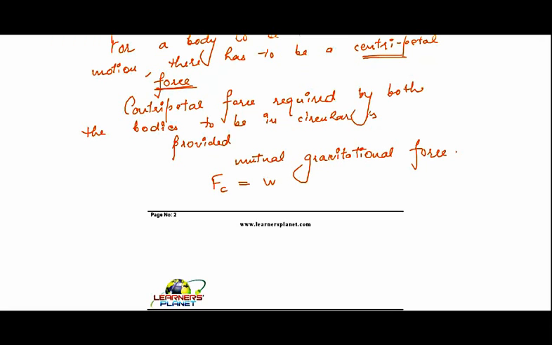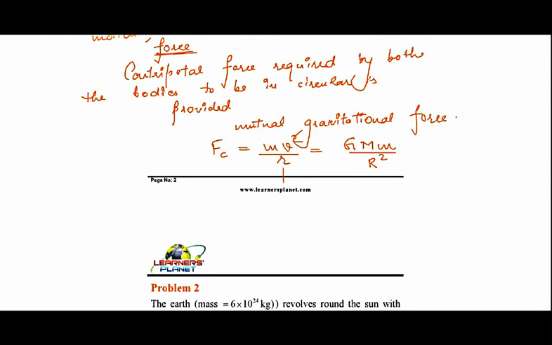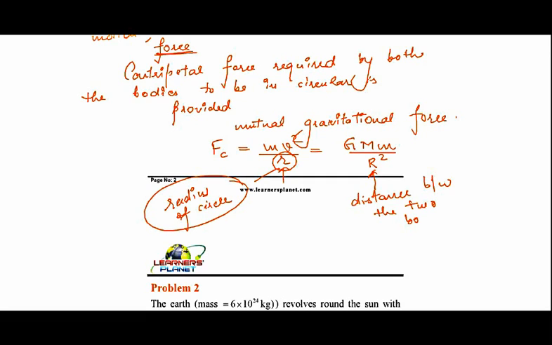Centripetal force, as we know, is equal to mv square by r. Now this centripetal force is provided by the gravitational pull. Gravitational force is GMM upon r square. Is it fine? Now the only thing that you need to remember is this r is the radius of the circle along which the circular motion is taking place, while this r is the distance between the two bodies. If you get this, your question is over.